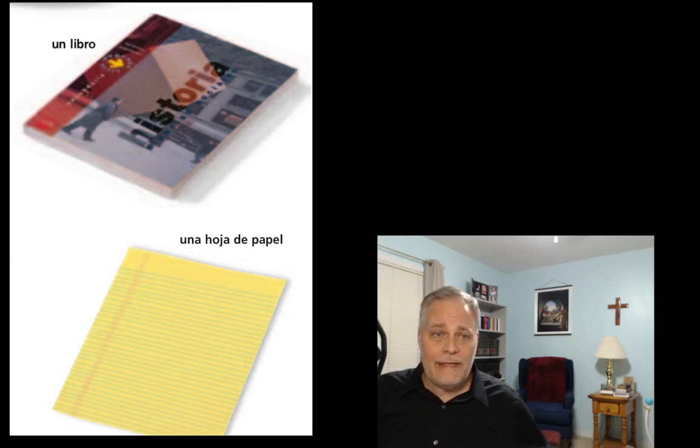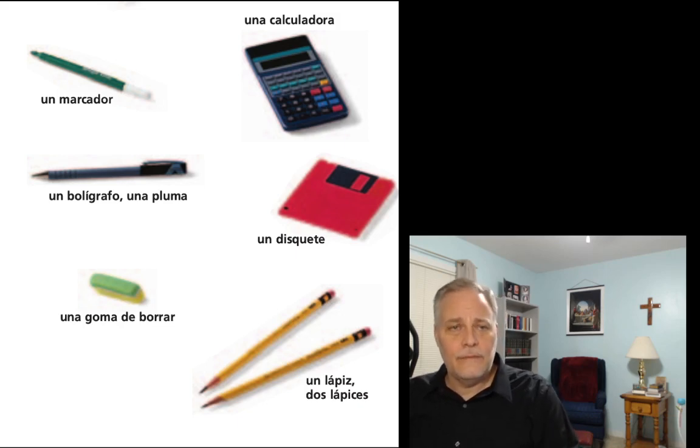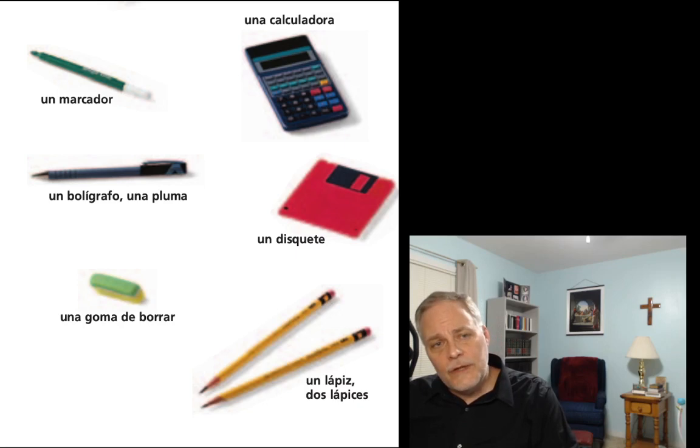And una hoja de papel, a sheet of paper. I like to call it un pedazo de papel, a piece of paper. If you want to call it una hoja de papel, that's fine, or just papel, or paper. And finally, we have several items that are important. We have una calculadora, a calculator, un marcador, a marker, un bolígrafo, or as I like to call it, una pluma, or a pen, una goma de borrar. It's an eraser. You can just call it una goma.